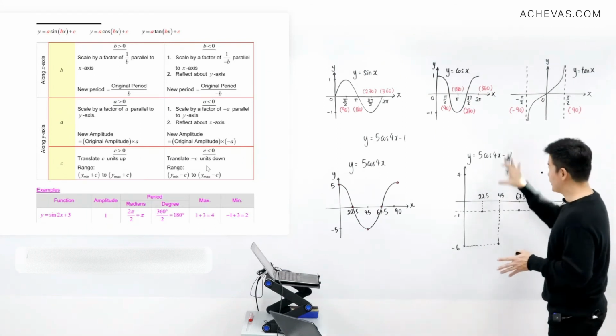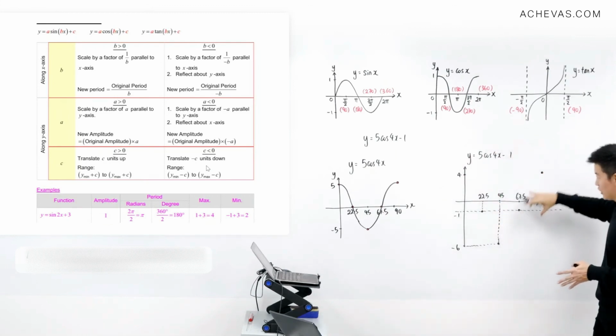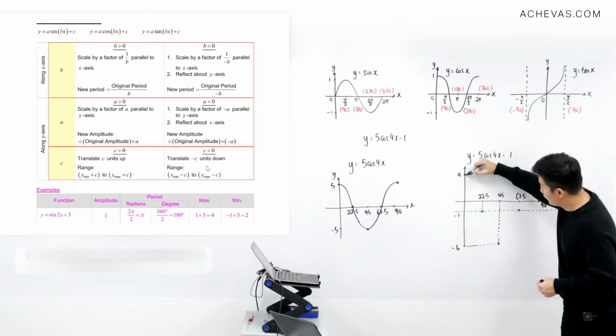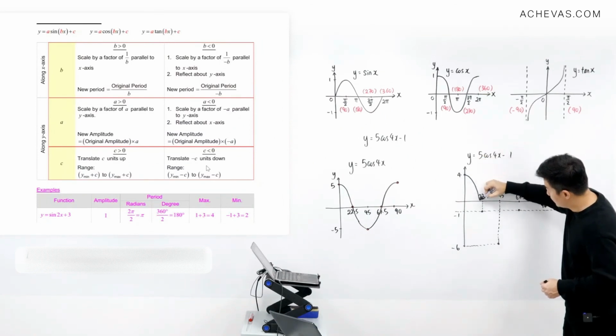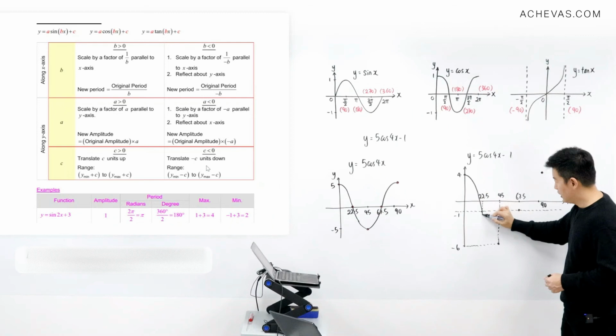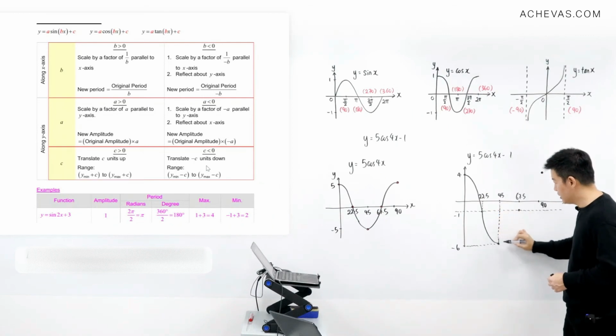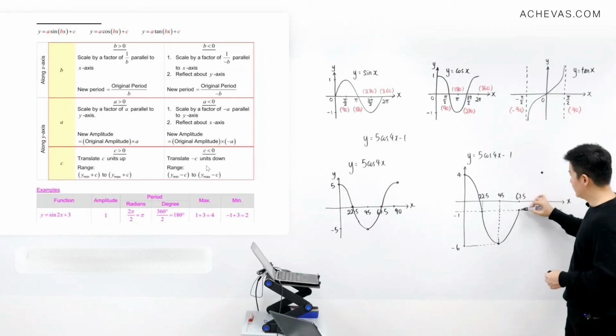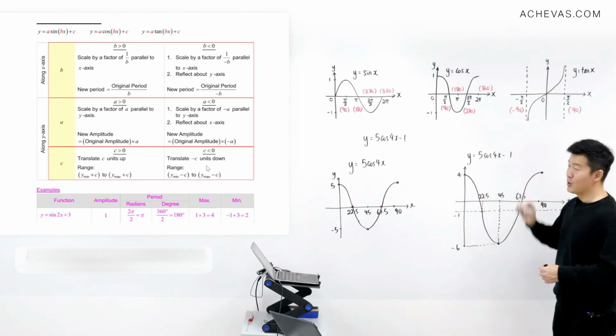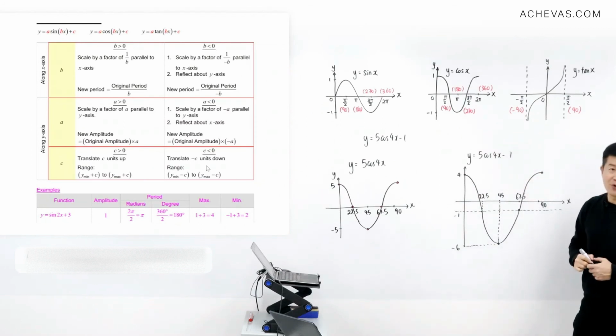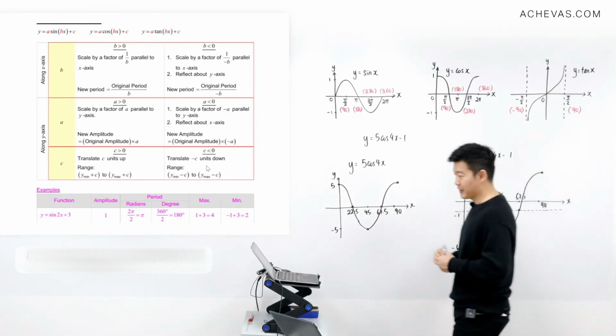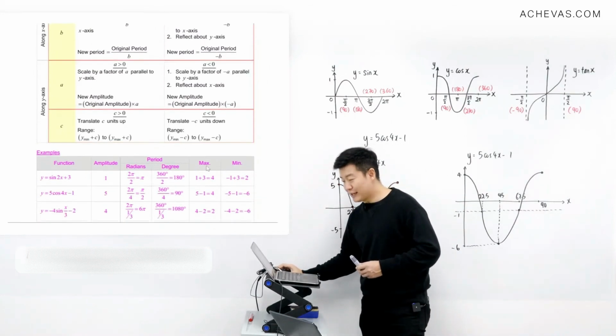Now I'm ready to sketch this graph by joining the points together. From here, it will be like this, coming all the way down to this point here, and coming down to this point here, then coming back up to here, and then finally to this. So coming back to join it here gives me the graph of y is equal to 5 cosine 4x minus 1. Let's proceed to the next one.